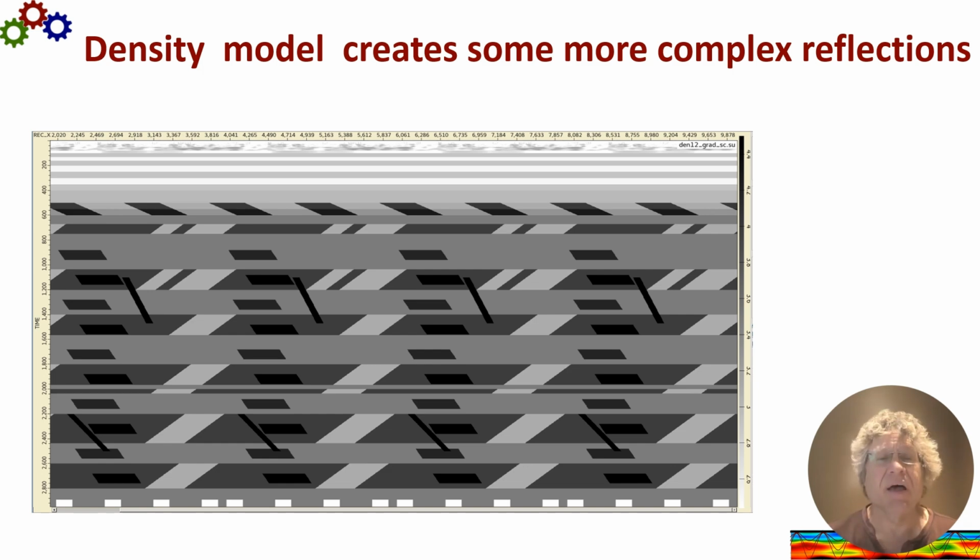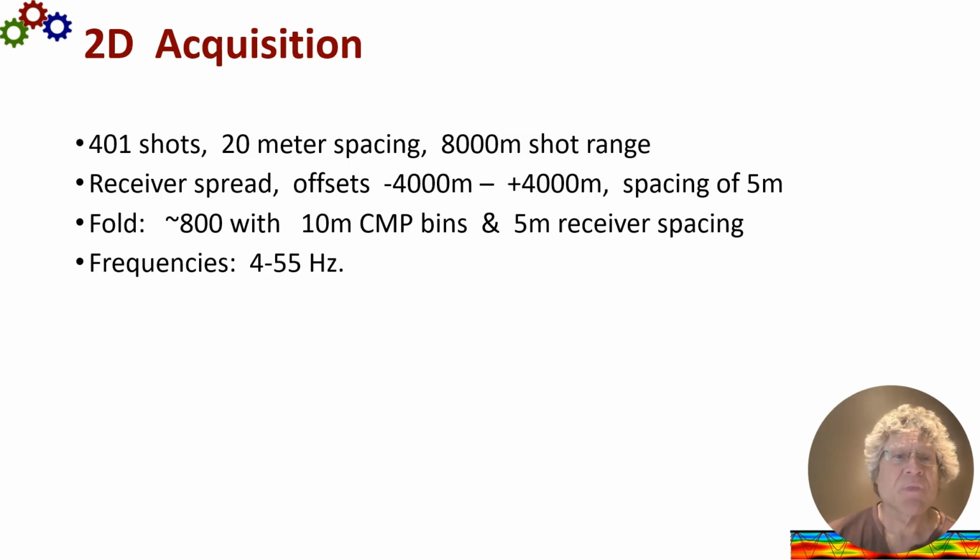Here is the density model, and this is much more complex. The reason for this is it lets us create complex reflections without making the velocity model more difficult. And we have several different steep dips and some subtle features here in the model, which you'll see better later on. So the 2D acquisition we have here are 401 shots with 20-meter spacing. That's an 8,000 meter shot range. We have a receiver spread of minus 4,000 meters to plus 4,000 meters with a spacing of 5 meters.